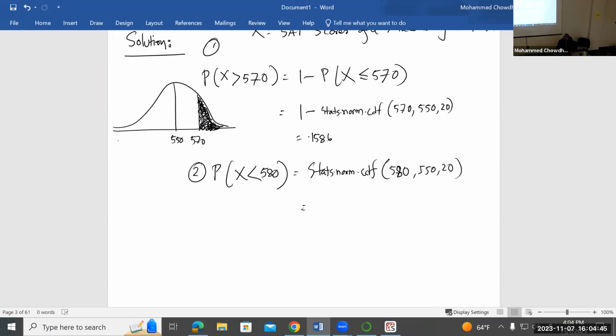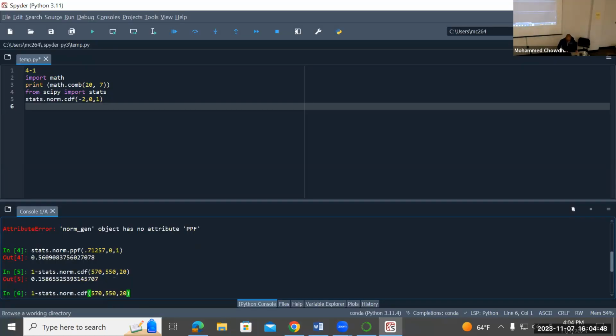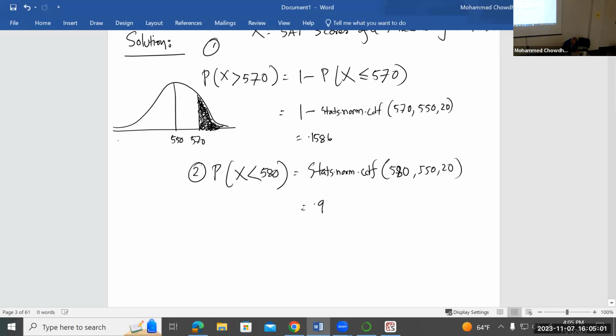The next one would be just change it to 580 and take out the 1 minus sign. That is equal to 0.9331. You are understanding, right?